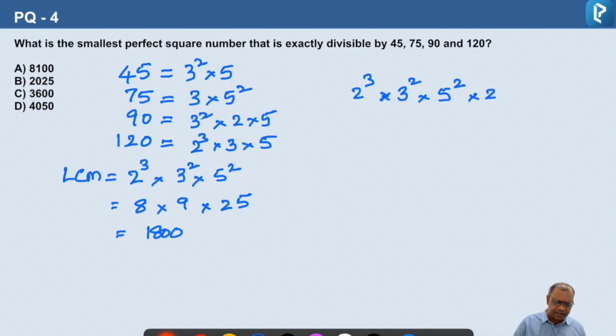If you multiply by 1 more 2, then it becomes 2 to the power of 4 into 3 square into 5 square. So that means 1800 into 2, that is 3600. So 3600 is the smallest perfect square which is divisible by 45, 75, 90 and 120. So if you multiply the LCM of all these numbers by 2, you will get the smallest perfect square. C is the correct answer.